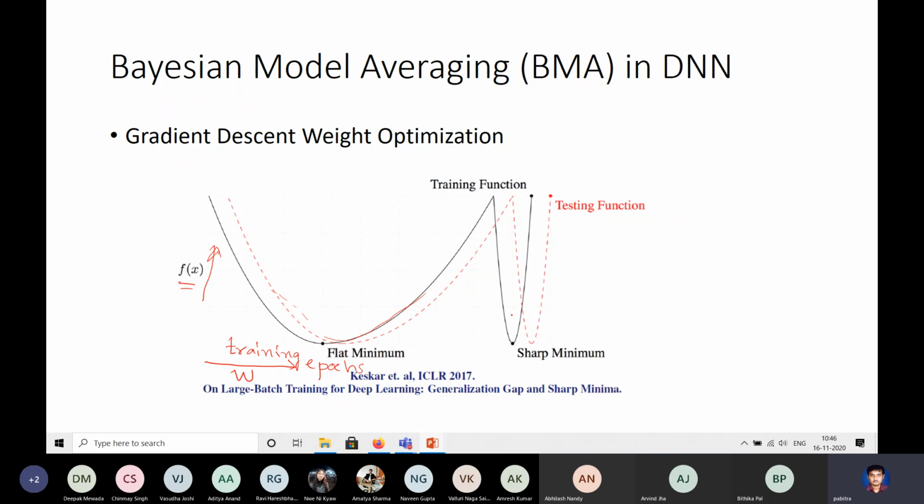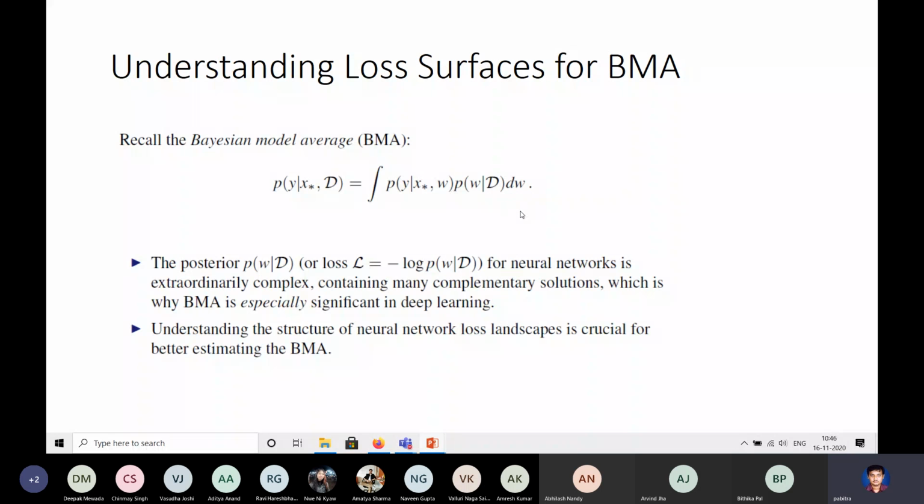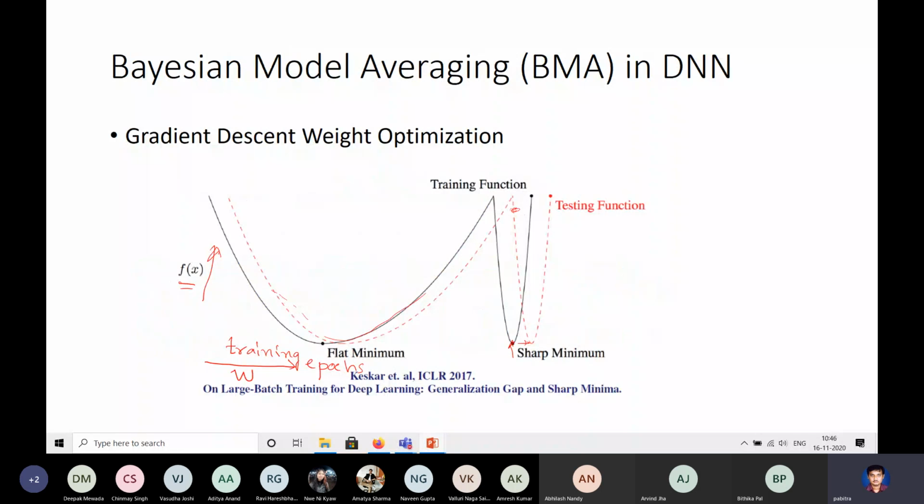Okay, so you can have a sharp minima, and the disadvantage of the sharp minima is that your training error minima may be slightly offset from the test error minima. So if you set your weights to be here, even though your training error is less, your test error might be pretty high. Okay, so this is what is observed, and this observation helps us in devising Bayesian model averaging in a deep learning network.